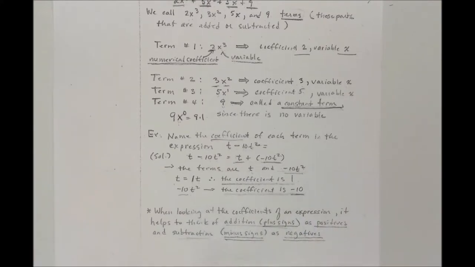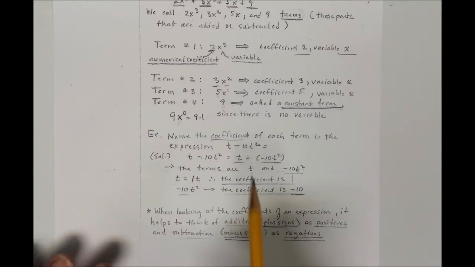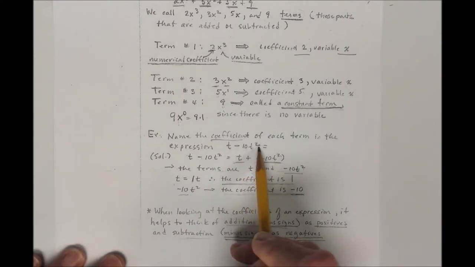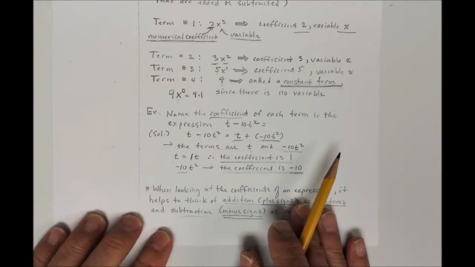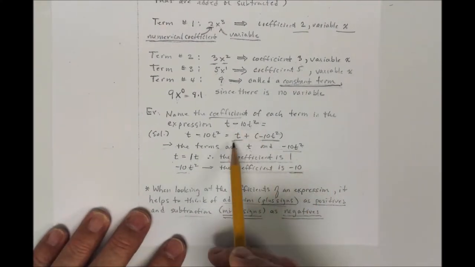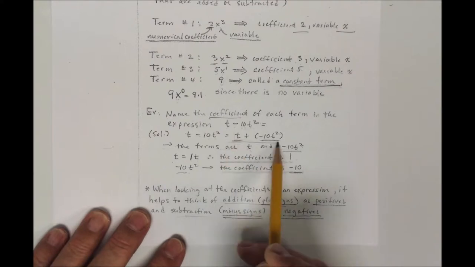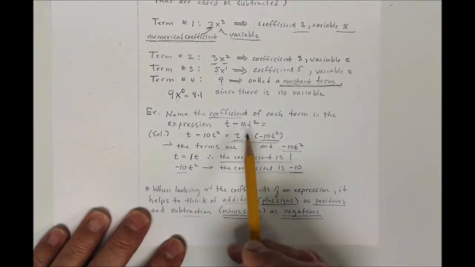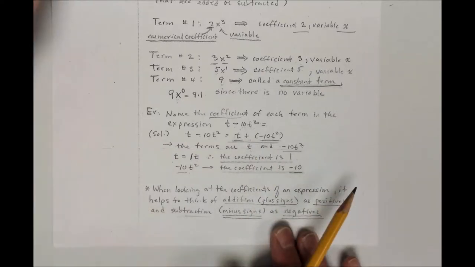Now, when looking at the coefficients of an expression, as I mentioned before, it's helpful if you think of addition, plus signs, as positive, and subtraction or minus signs as negatives. So when I look at that subtracting 10t to the second power here, I think of that as a negative 10t squared. I picture it in my head written this way, even though it's written the other way. Now, if you want to take the step until you get more comfortable with it and change it to adding the opposite, then that would be fine.